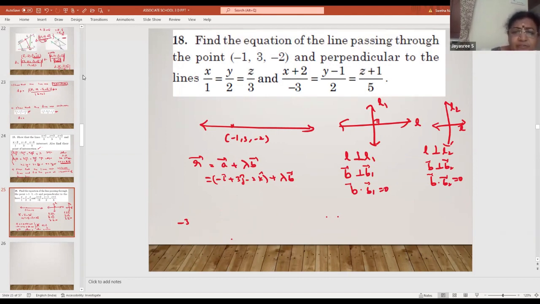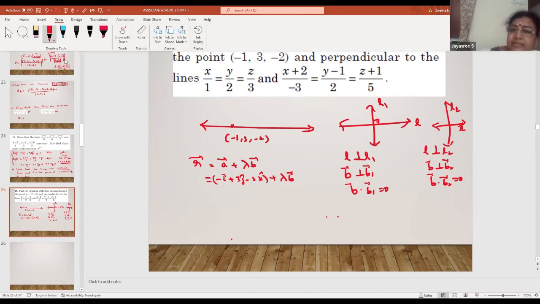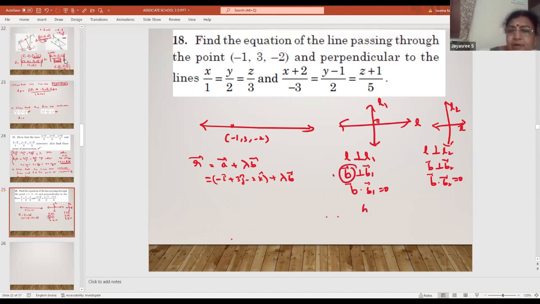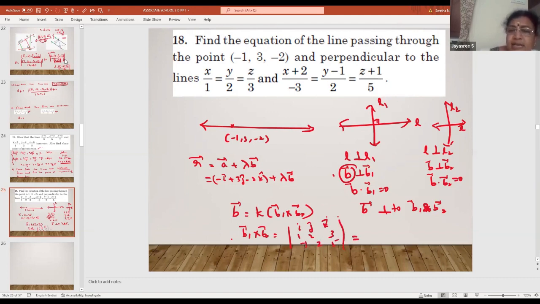Talking to them very often about the parallel concept and perpendicular concept, a vector perpendicular to vectors is a cross product. So here B vector, perpendicular to two vectors B1 and B2, is therefore B vector equal to K times B1 cross B2. Telling them this part very often, they can easily find B1 cross B2 using the determinant with i, j, k and 1, 2, 3 and minus 3, 2, 5. Determinant expansion gives them the answer. They can come back and substitute.